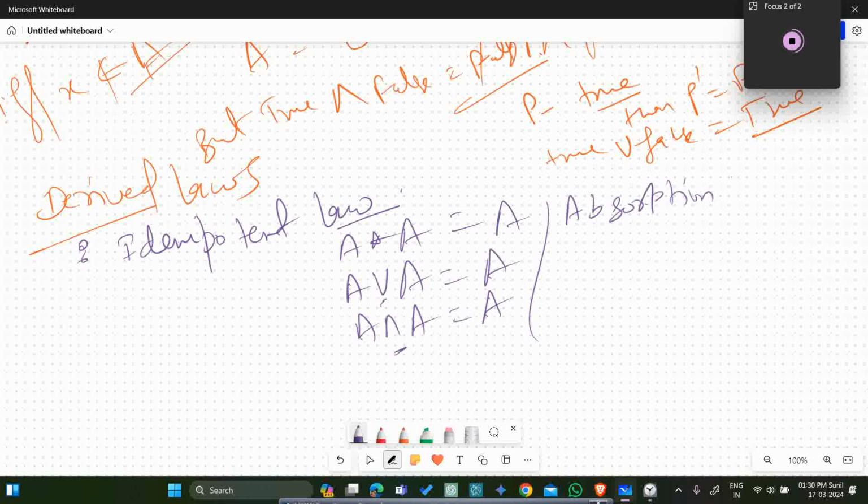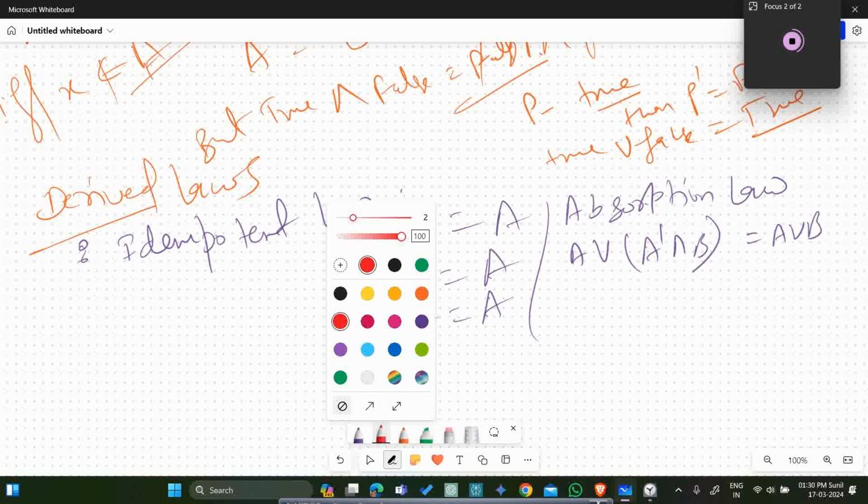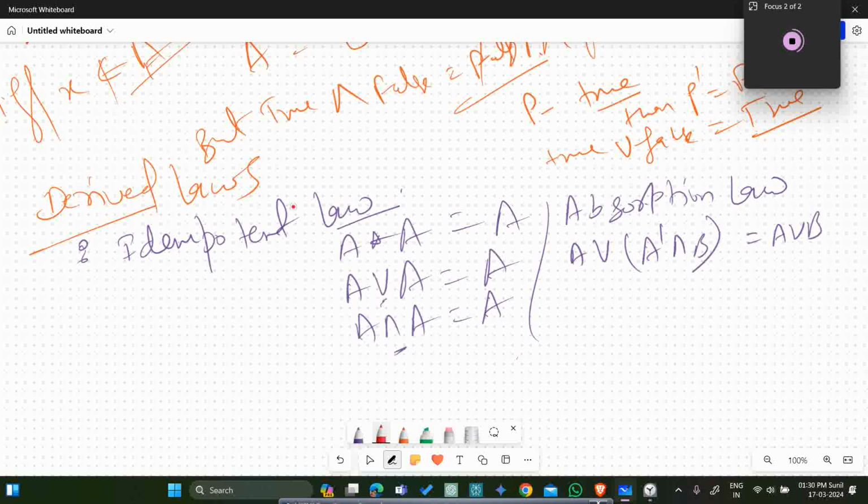What is absorption law? Absorption law is A or (A dash and B) is equal to A or B. So how can we do this? Let me make this clear here. As a note, please write this. This is a note for you.